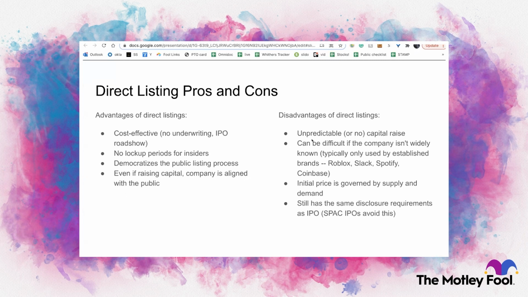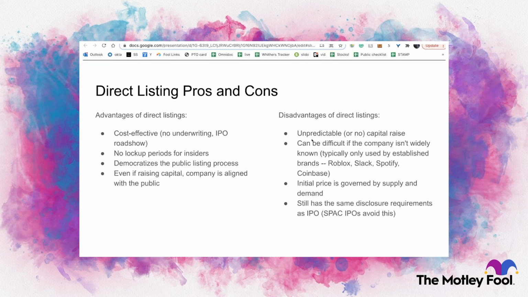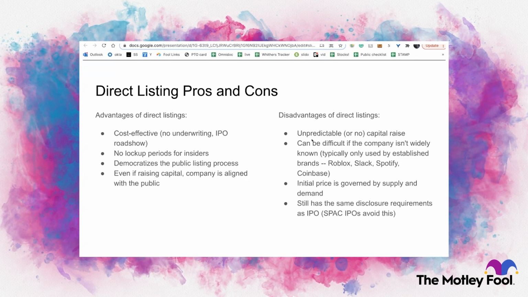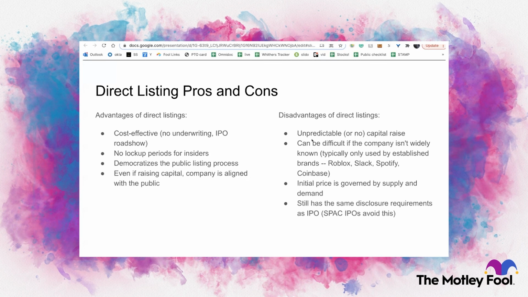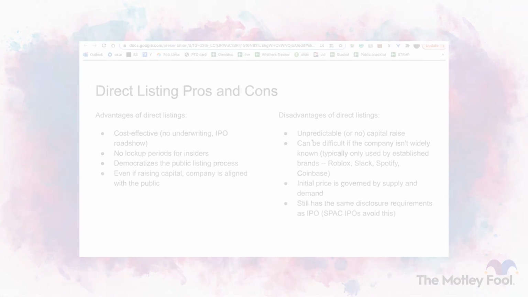And they still have the same disclosure requirements as an IPO. They still have to produce financials. You'll really open up the books. SPAC IPOs avoid this to some degree.